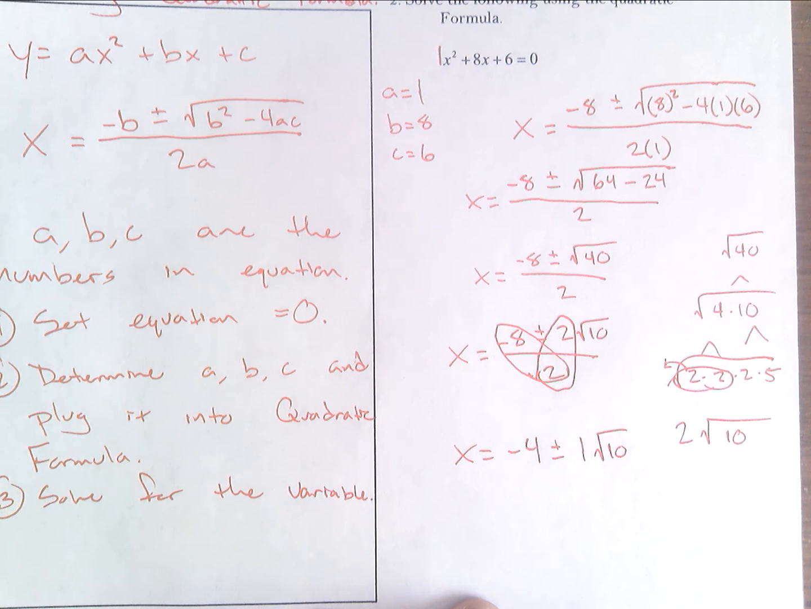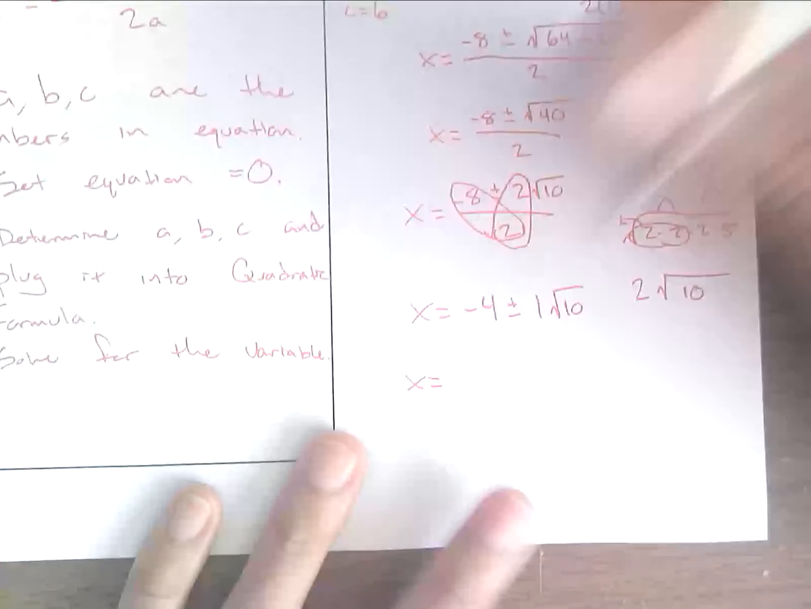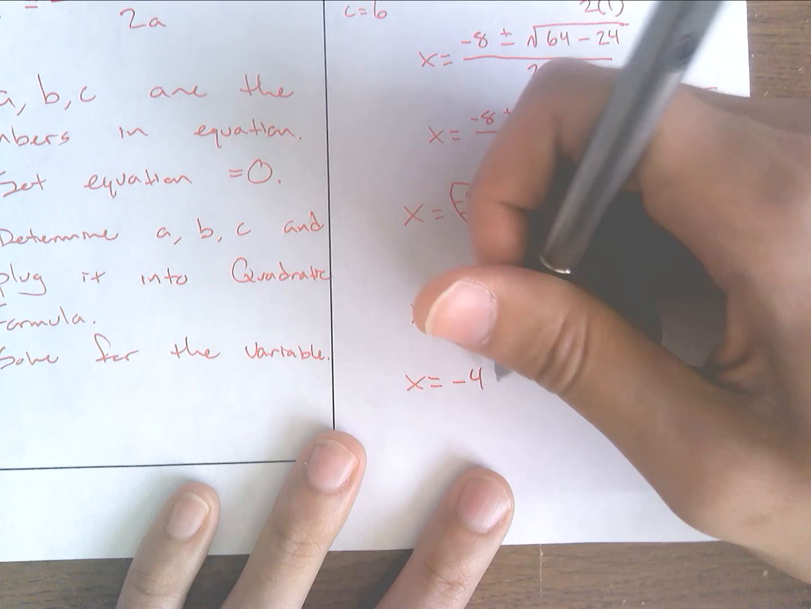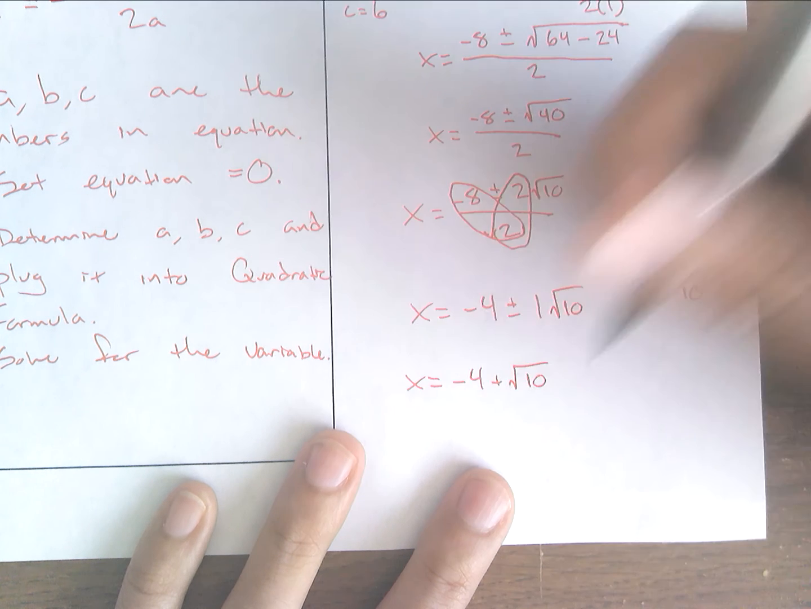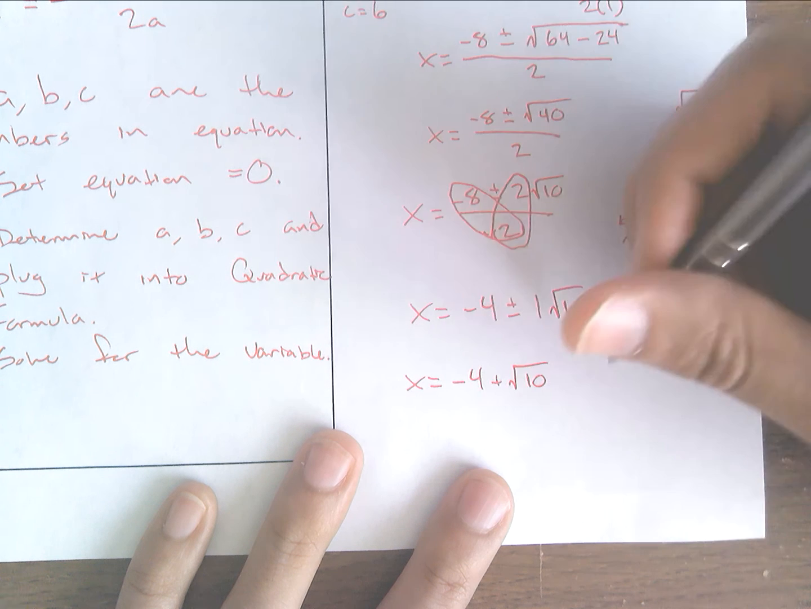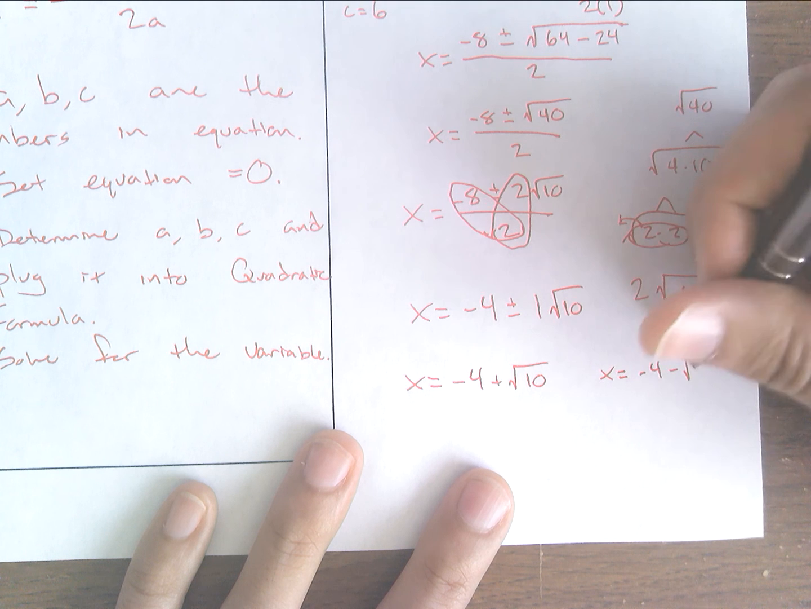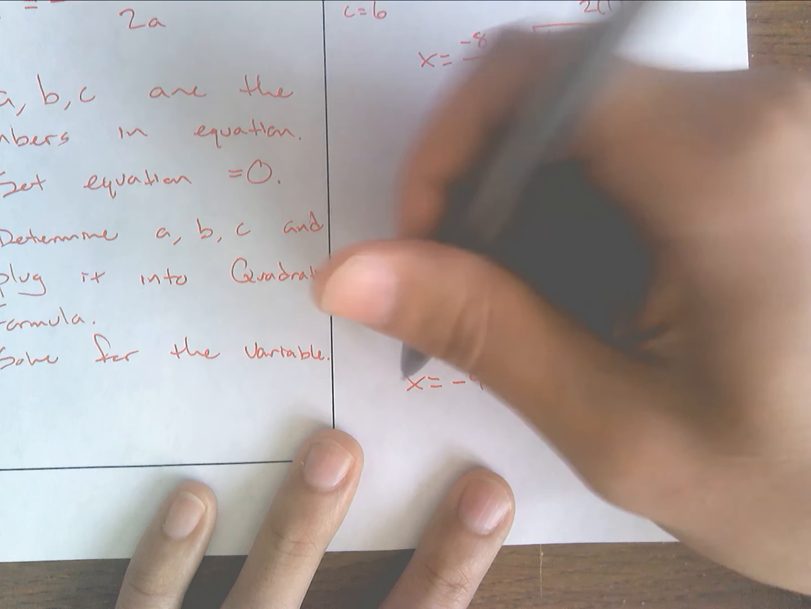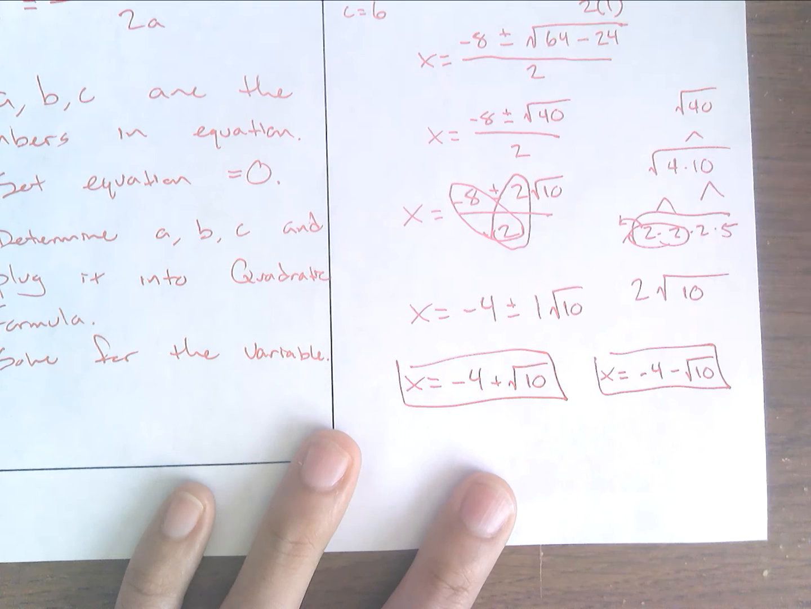Now, using what we know about plus or minus, we can break that up into 2 equations. We can say x equals negative 4 plus 1 root 10 is just root 10. You can write out 1 root 10, or you could just write root 10. And then the other equation is that minus. So we have x equals negative 4 minus root 10. So these are our two solutions. We have negative 4 plus root 10 and negative 4 minus root 10.